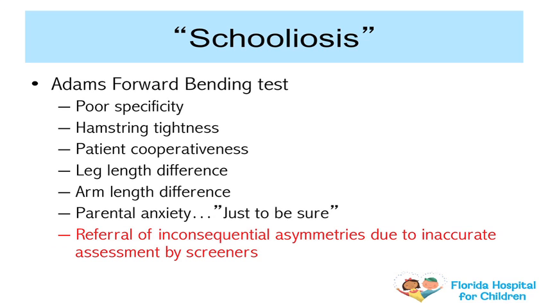The problem with the school testing and the problem with the Adams forward bending test is that it's not accurately done most of the time. And this has resulted in a lot of referrals to the pediatrician, a lot of referrals to the pediatric orthopedic surgeon of children who don't have scoliosis. And we call this scoliosis because it's more of a problem about inadequate education than anything else. The problem is that depending upon who's examining the patient and the child, you can have a very poor specificity.